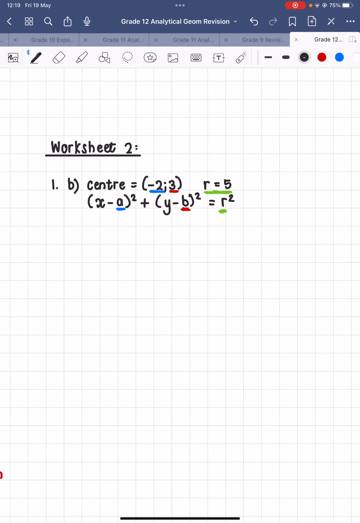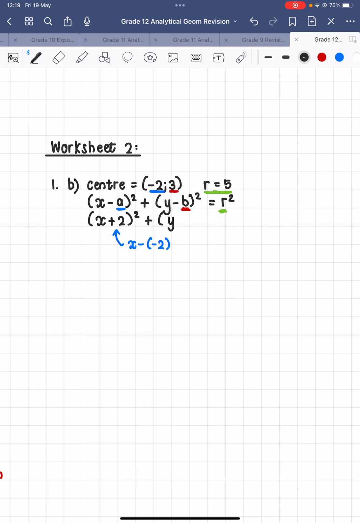So in our equation, x minus negative 2, what's that? x minus negative 2 is the same as x plus 2, so (x + 2) squared. I'll just make a little note here: this is x minus negative 2.